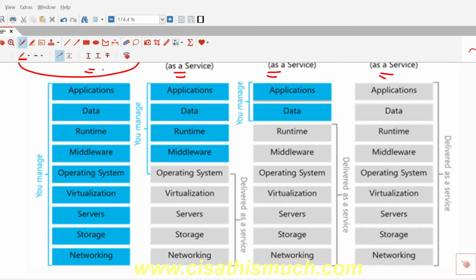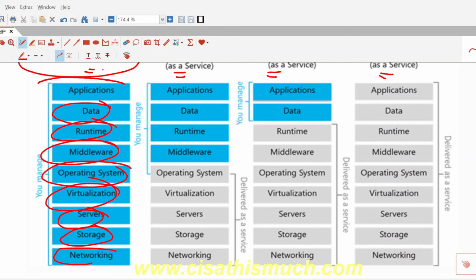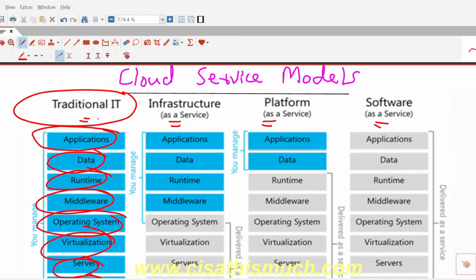You will require the facility, the network, storage, servers, virtualization, operating system, middleware, runtime, data, and application which can process that data and give you the meaningful information, right? So you require each and everything. This is the traditional IT. Previously everything used to be managed by the organization. We also call this on-prem, on-premise. So in traditional IT, each and everything is managed by the organization itself, right?